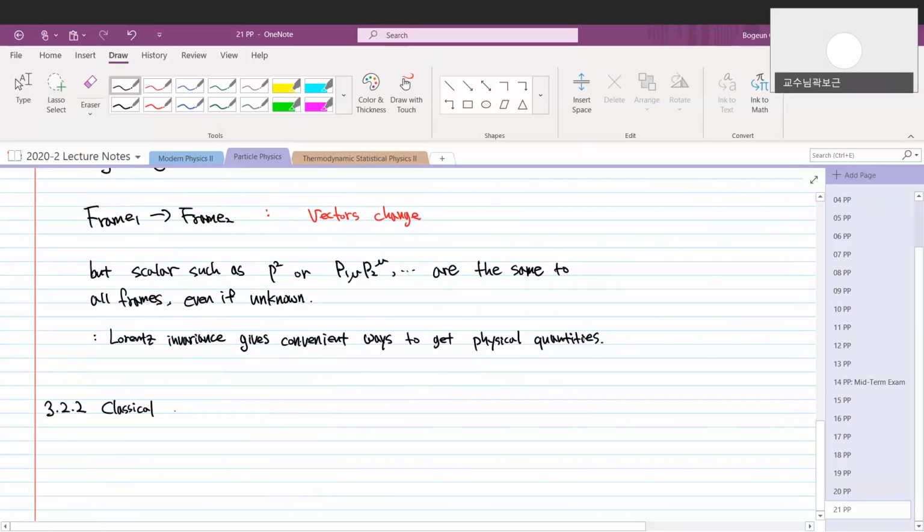So we will consider classical plane waves as our oscillators. Then we generalize it to a quantum system.